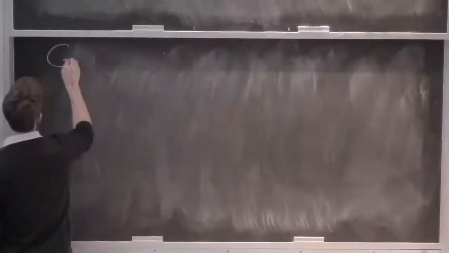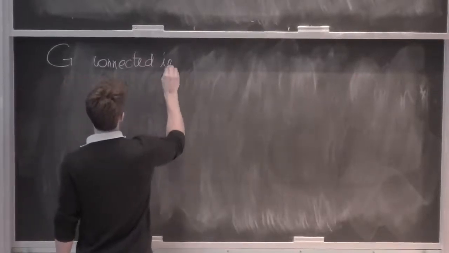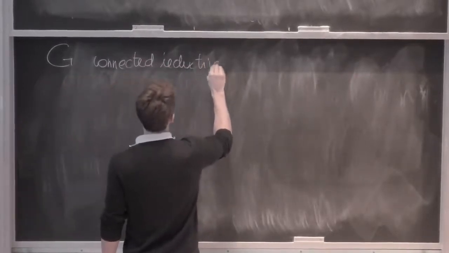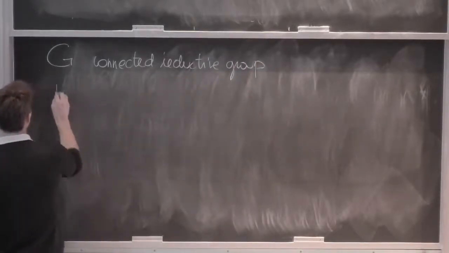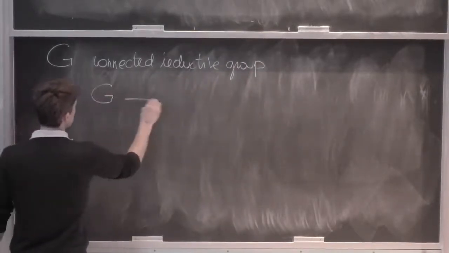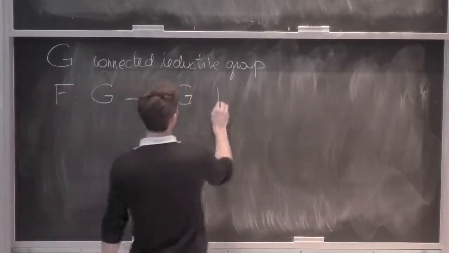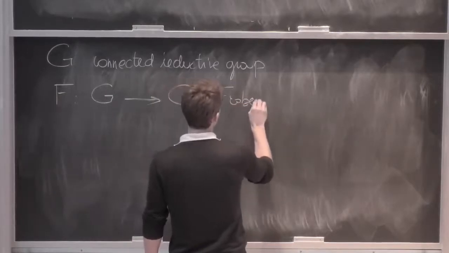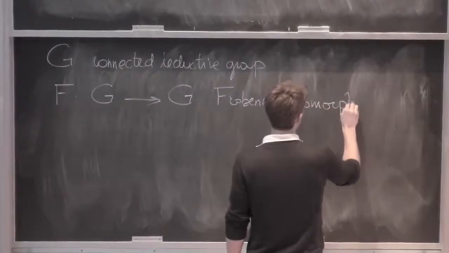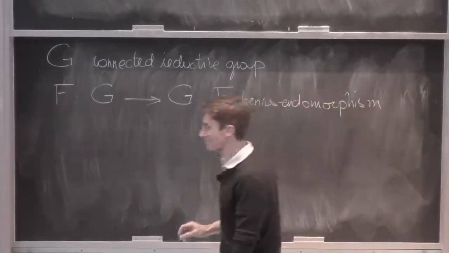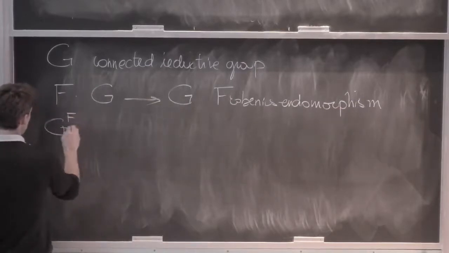Okay, so we'll start with G, a connected reductive group, which will be defined over some finite field. So the way to define the structure is to fix a Frobenius endomorphism. And the finite group of Lie type will be this G^F.